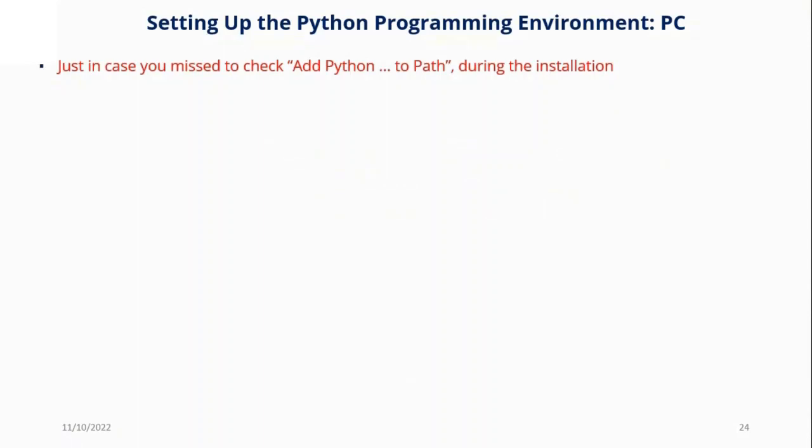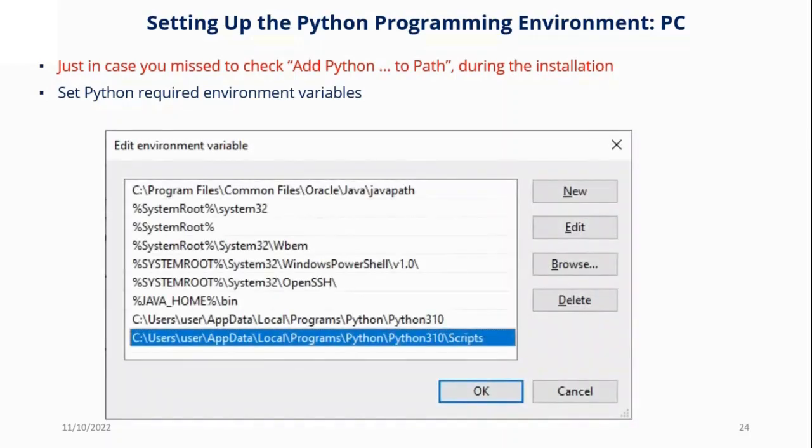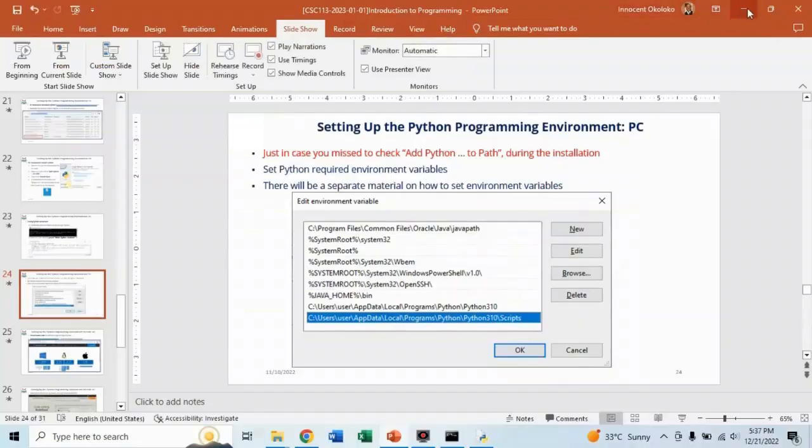In case you missed to check add Python to path during the installation when I was given that warning, all hope is not lost. It means that you actually have to manually set the Python required environment variables by yourself. So please don't uninstall Python just because you forgot to check add Python to path. There's no need to uninstall. Setting up the environment variables is very easy. I think we can even go through that so that somebody does not get stuck while we are supposed to be continuing with the lecture.